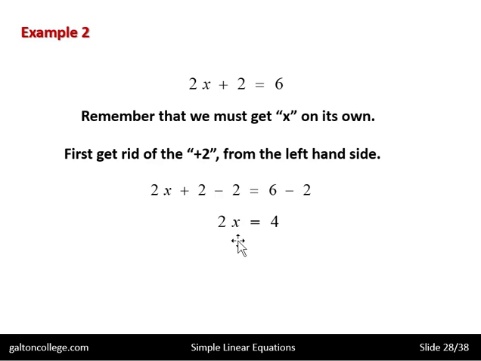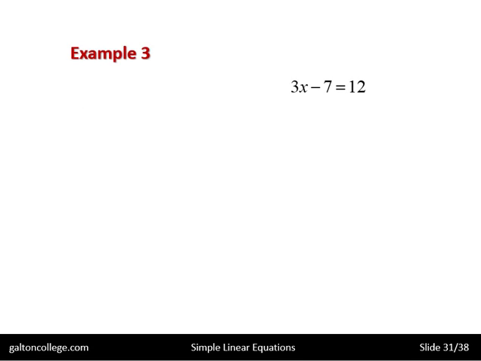Now we need x on its own, so divide the left hand side by 2. If you divide 2x by 2, you'll just get 1x, or in other words, you get x. Divide the 4 by 2, and you get 2. And that just gives us x equals 2. So we know how to solve simple linear equations.